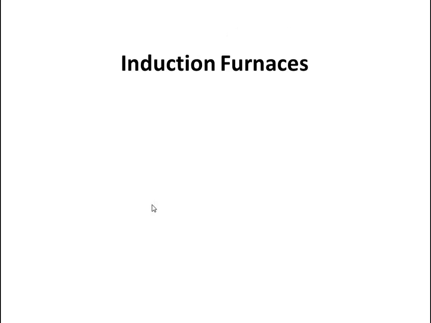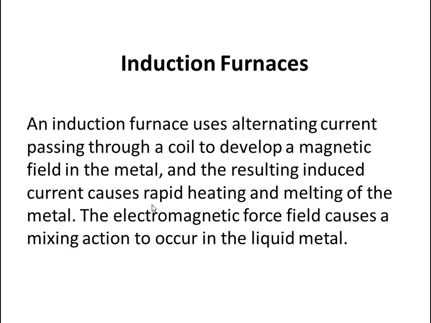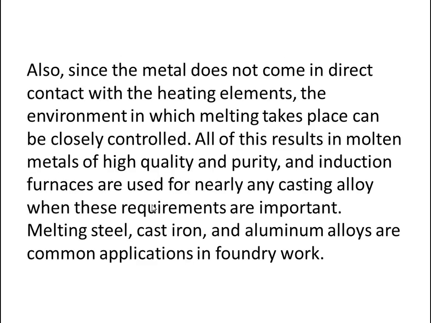So let's do the last one, that is induction furnaces. An induction furnace uses alternating current passing through a coil to develop a magnetic field in the metal. The resulting induced current causes rapid heating and melting of the metal. The electromagnetic force field causes a mixing action to occur in the liquid metal. Also, since the metal does not come in direct contact with the heating elements, the environment in which melting takes place can be closely controlled. All of this results in molten metals of high quality and purity.